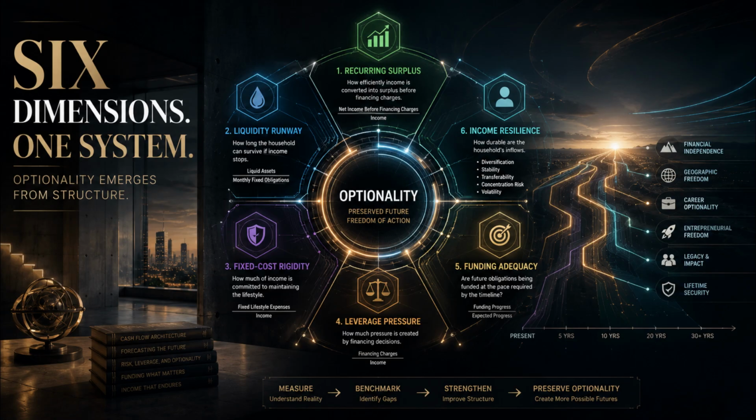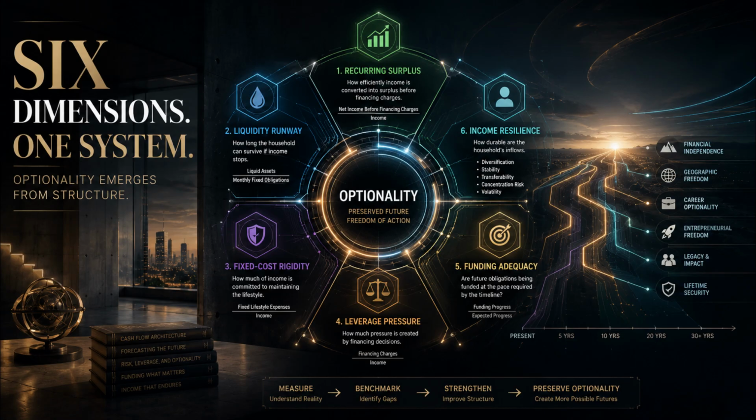Dimension 3, fixed cost rigidity. Fixed cost rigidity measures how much income is required to maintain the existing lifestyle. The formula is fixed lifestyle expenses divided by income. The higher the ratio, the less adaptable the household becomes.